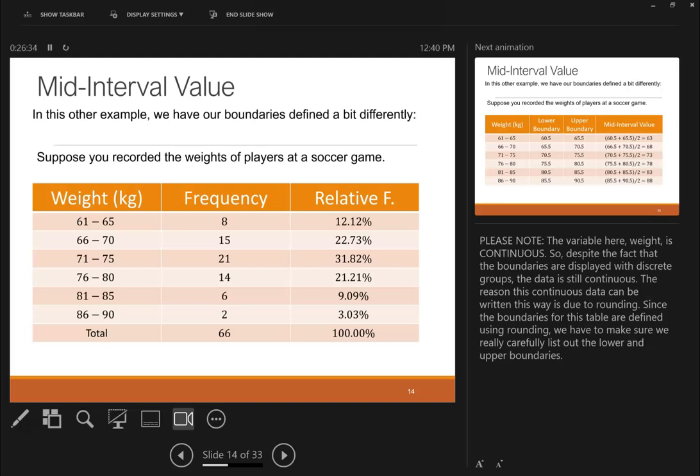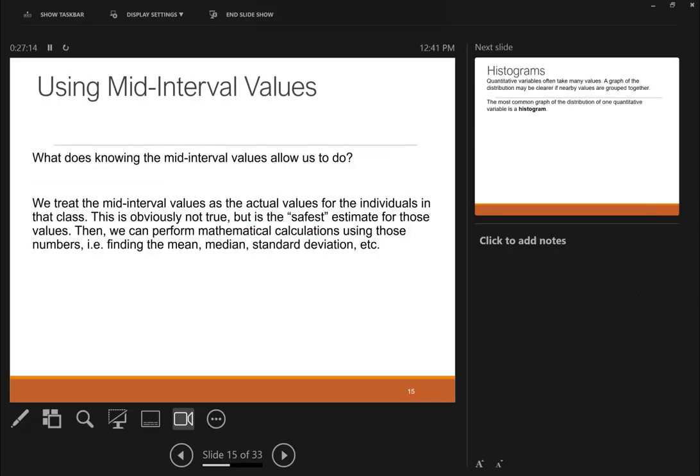Okay? Remember what the mid-interval value is doing. It's trying to recover the individual data. So you're saying we had 8 63s and 15 68s and 21 73s, and you're taking the average of all those numbers, right? So just make sure that you really are careful and think about what this is representing. It's easy, but it's also pretty easy to just blow right past that, like, yeah, I got it, Mr. Kulik, and you don't got it. Or you forget by the time it rolls around.